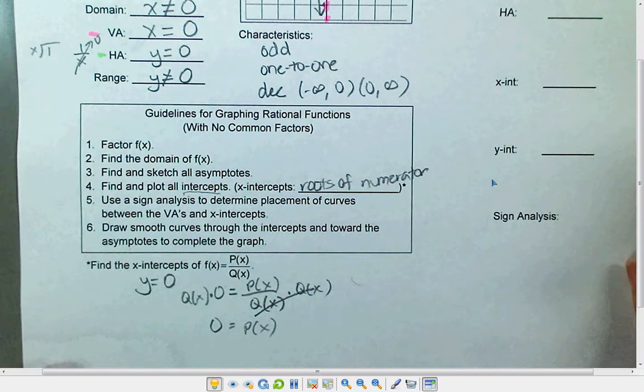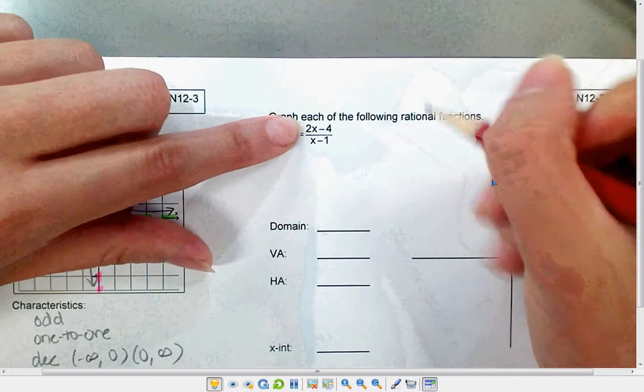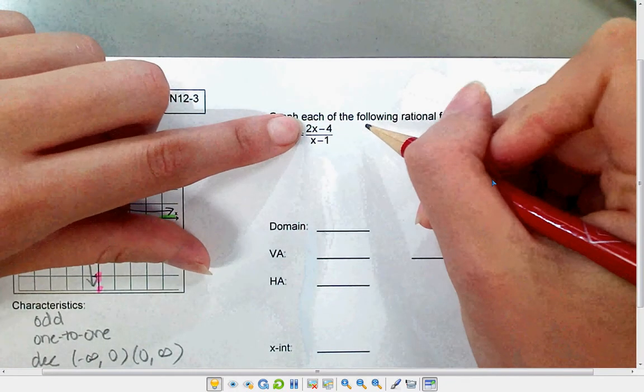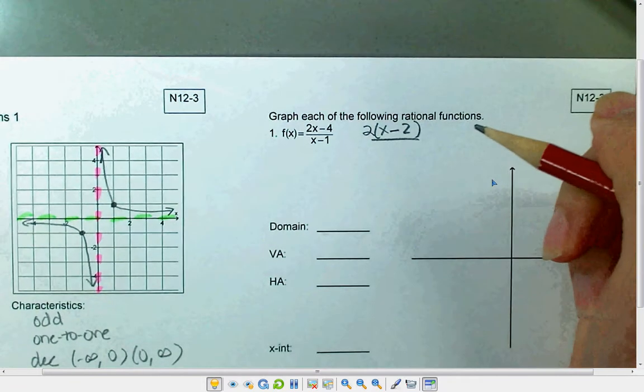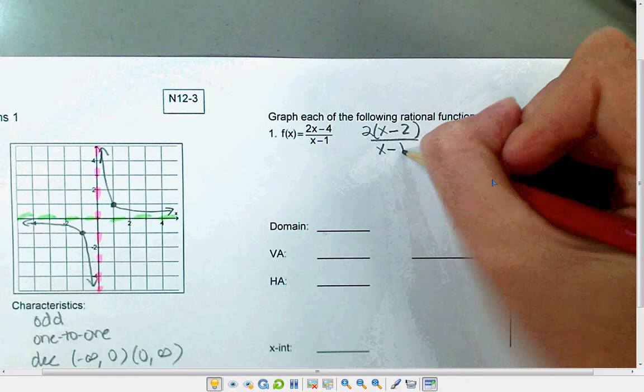Let's take a look at example number 1. First step, factor. Let's look at our first problem. The numerator, can you factor something out of this? Yep, we're going to take out 2. Leaves you with 2x minus 2. Can't take anything out of the denominator, so we just leave it as it is.